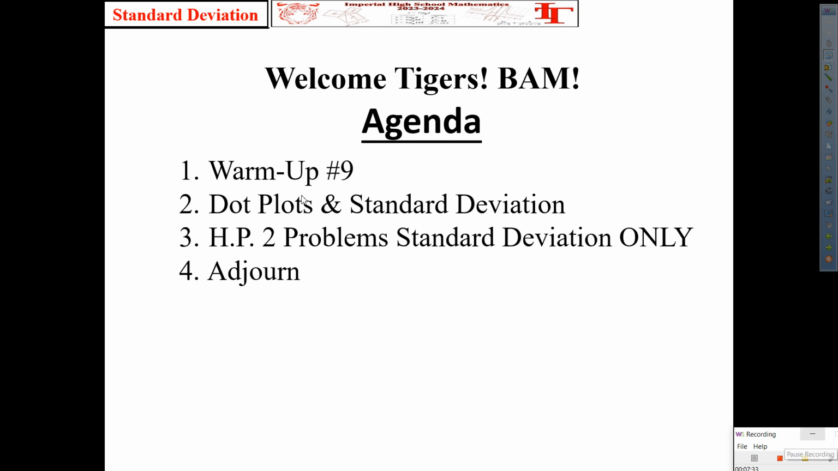So our agenda for today: warm-up number 9, dot plots and standard deviation. We already know what dot plots are. That's a piece of cake. But standard deviation is becoming something in itself, yes? I didn't give you the whole thing yesterday because I didn't want to overwhelm you. So today we're going to add a little bit more to it.